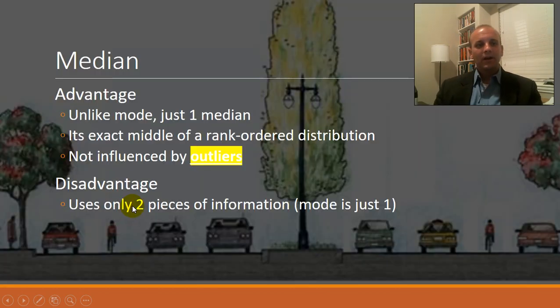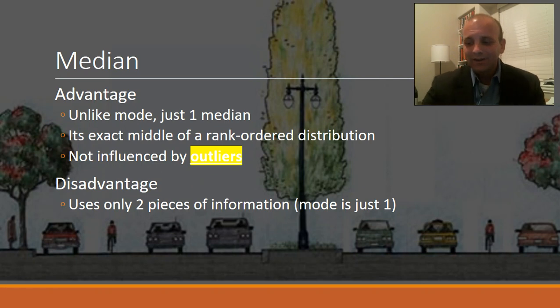So the advantages of the median, unlike the mode: there is just one median, all right? Because we can have bimodal things. There could be incidents, even in the previous example, where there were multiple modes. But there's just one median. It's the exact middle of a rank ordered distribution. So if you look at the background here, think of the median like on a parkway dividing lanes, it's the exact middle, right? It's not influenced by outliers so much, and that's important.